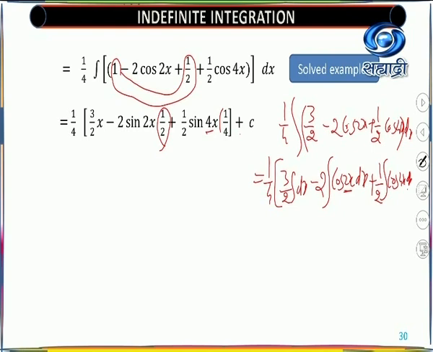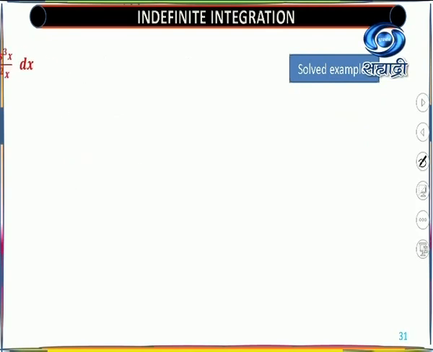Now we need to simplify. That means multiply by 4 or take out the common. So what will you get? Simplification gives you 1 upon 4, 3 by 2 x. This 2 and this 2 will get cancelled. You will get sine 2x. 4 2s are 8, so 1 upon 8 sine 4x plus constant of integration. So this way we have completed our next example.